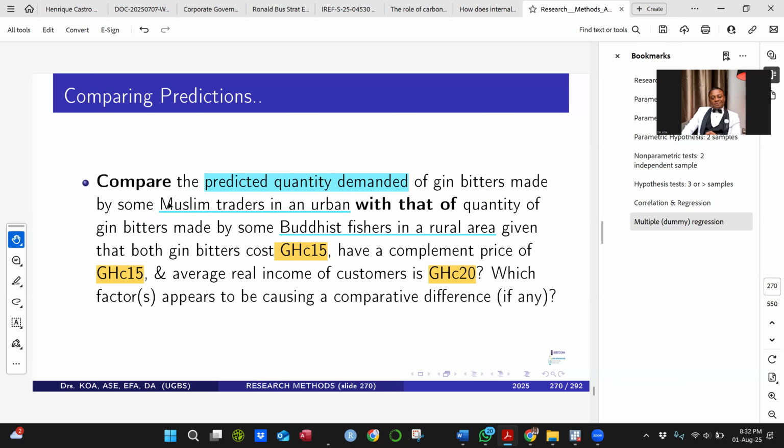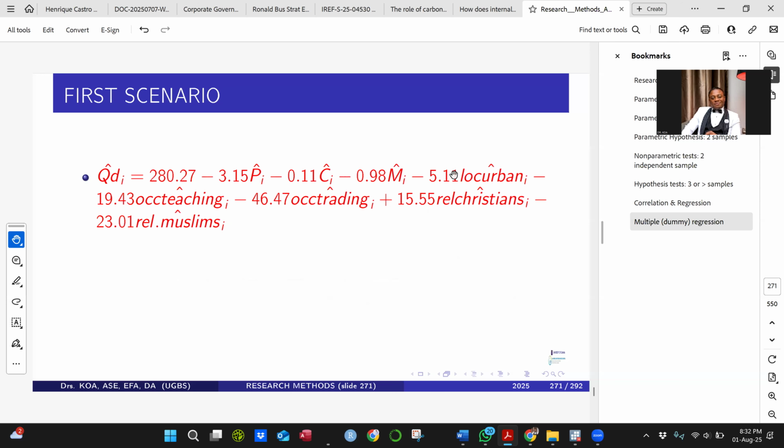You are told that we are talking about scenario 1. In scenario 1, the people are Muslims, they are traders, they are in the urban area. That's what you're looking for. So wherever you see Muslim is going to be 1. Wherever you see traders is going to be 1. Wherever you see urban is going to be 1. Everything else is going to be 0. So we come down here. The first one we had urban. Oh, good. That's 1. Because these people are truly in an urban area.